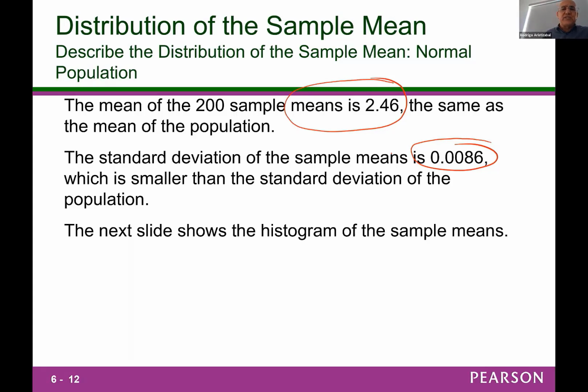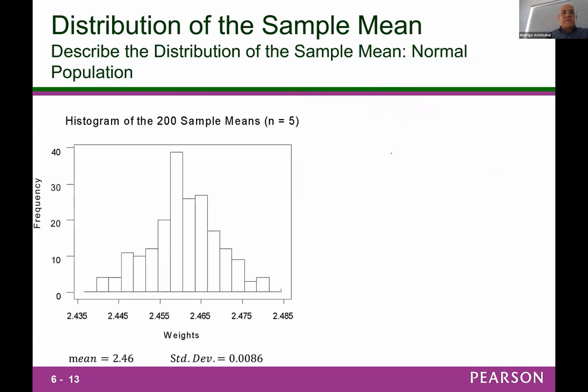Actually, let's analyze the histogram. That is the histogram for these 200 samples of size 5. The shape of this distribution is pretty normal. And we obtain from these 200 samples a mean equal to 2.46 and a standard deviation of 0.086, but only for 200 samples.